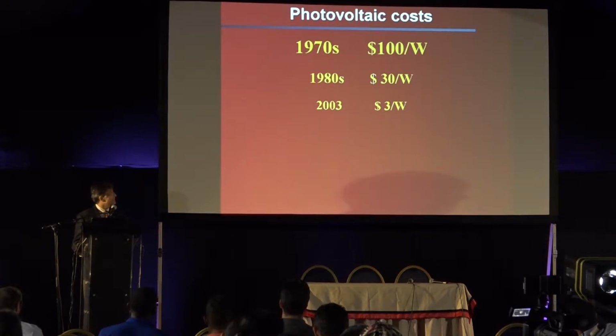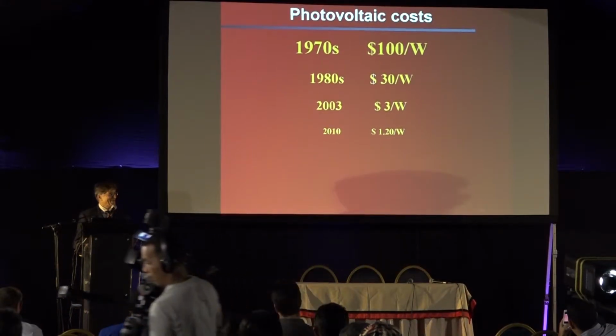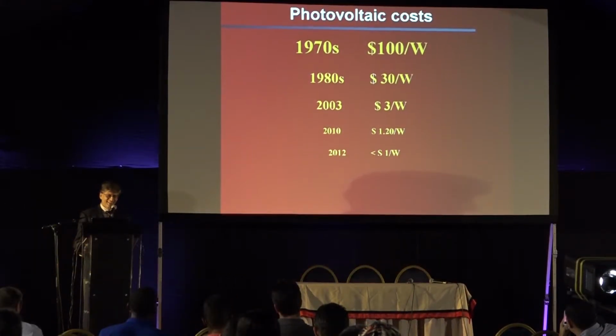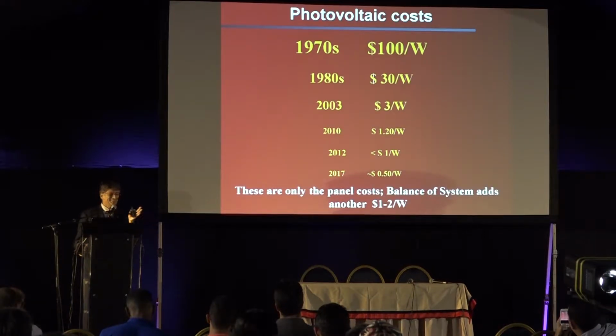In 2003, it went down to $3 a watt. 2010, $1.20 a watt. 2012, less than $1 a watt. And today, in wholesale, you can buy solar panels at 50 cents or even less than 50 cents a watt. So that's been the development in this field. Of course, I do want to caution that that is just the cost of the panels. You need the rest of the, or balance of the system also, which adds another $1 to $2 per watt.